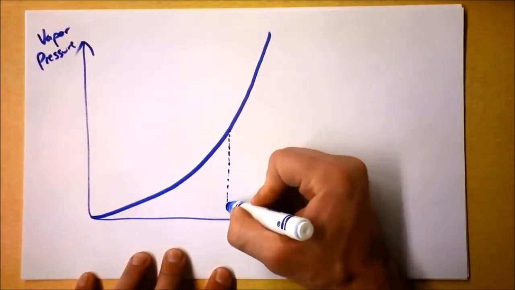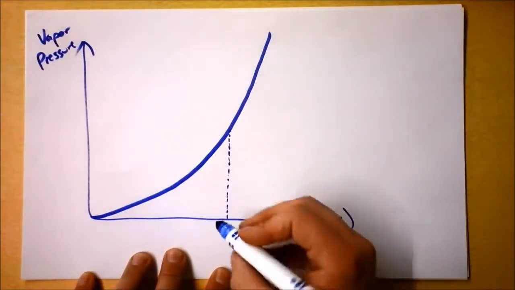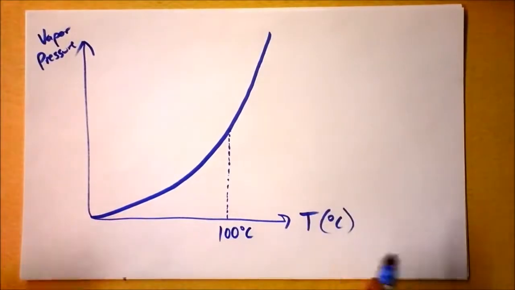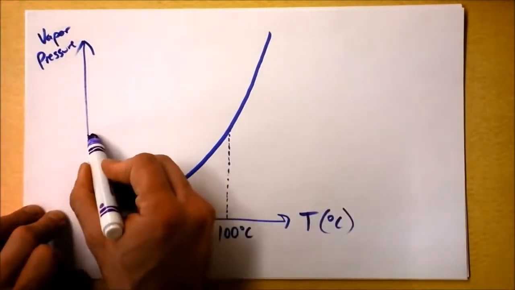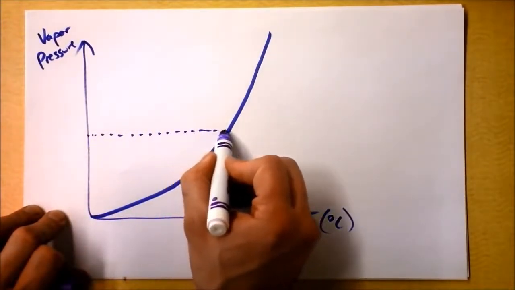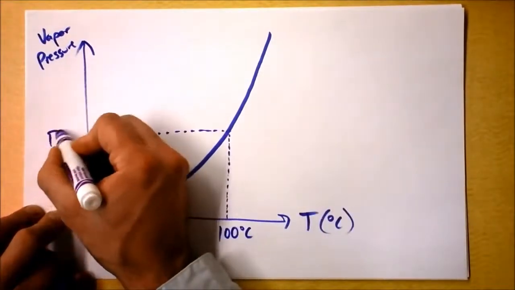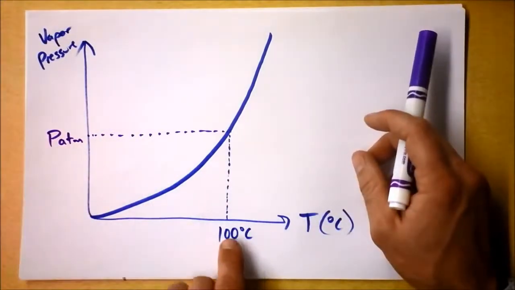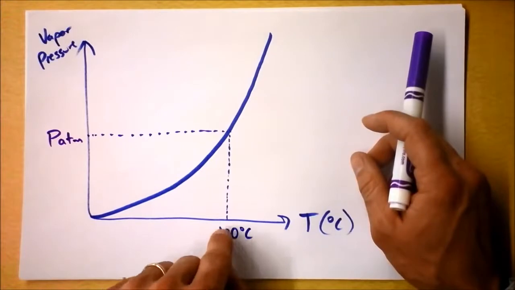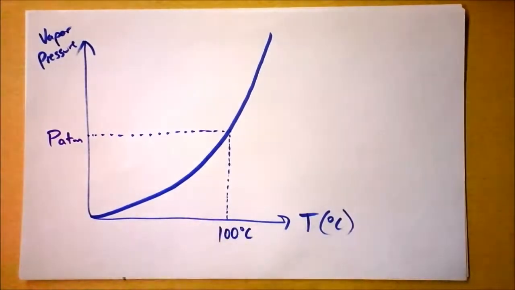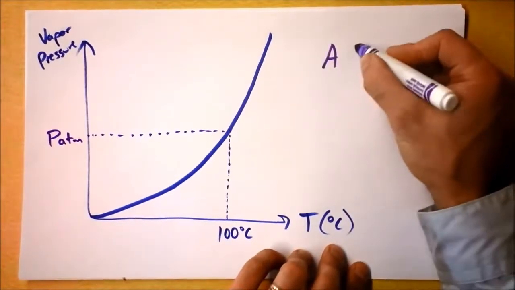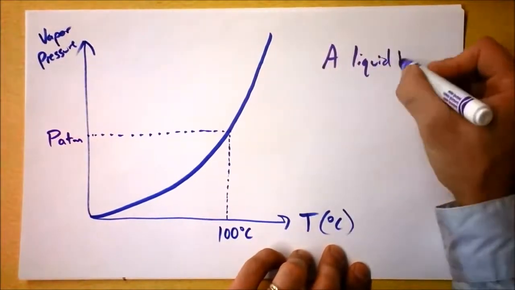I'm going to ask you what the vapor pressure is at 100 degrees Celsius. Do you have any idea what the vapor pressure of water is at 100 degrees Celsius? The interesting thing about it is that it is atmospheric pressure. In fact, it defines atmospheric pressure because that's the temperature at which water boils. So we can write ourselves a little statement, and I'm going to say a liquid boils.